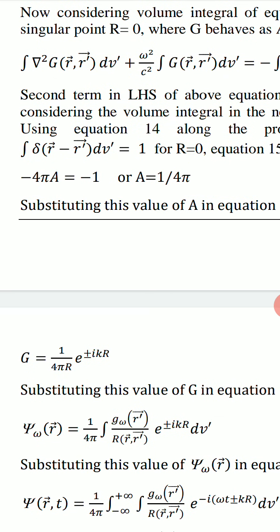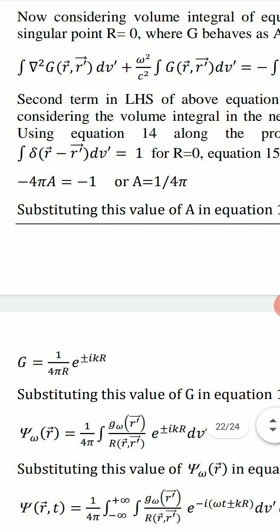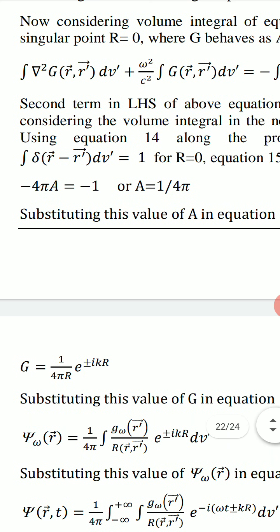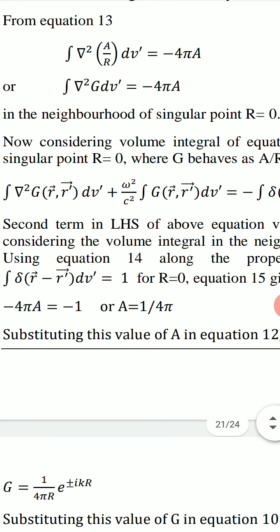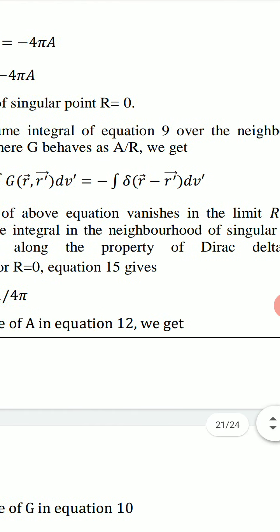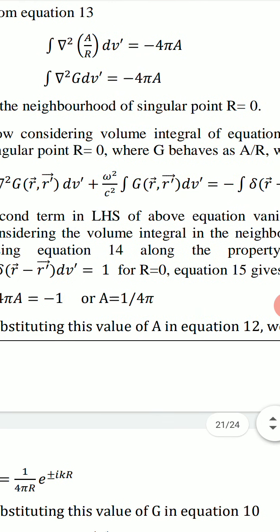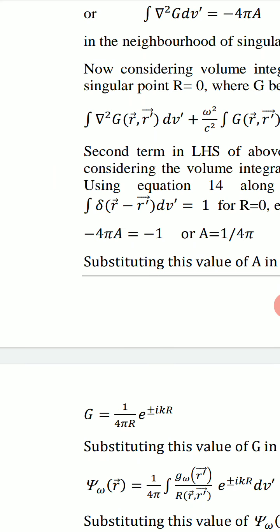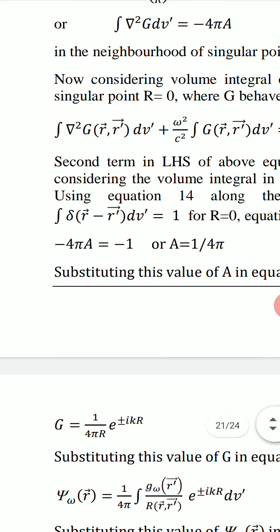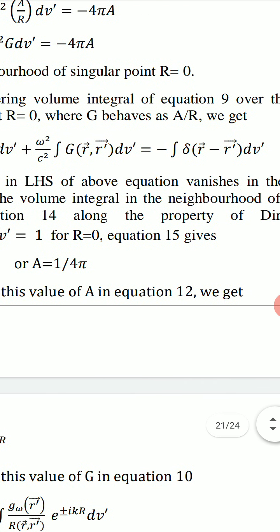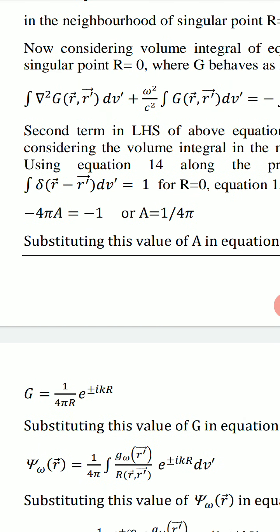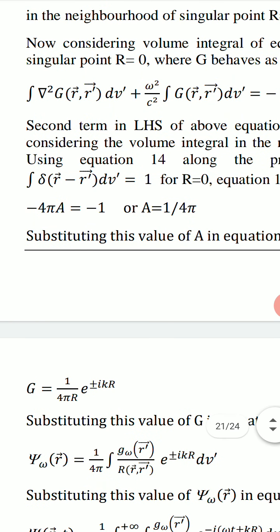In left hand side second term is 0, and this integral in first term, integral del square g dv dash is equal to minus 4 pi a from this equation, that is equation 14, which we have already determined. Integral del square g dv dash equal to minus 4 pi a. So substituting for first term, which is equal to minus 4 pi a, second term is 0, and in right hand side this integral is equal to 1. We have minus 4 pi a equal to minus 1, or a equal to 1 upon 4 pi.